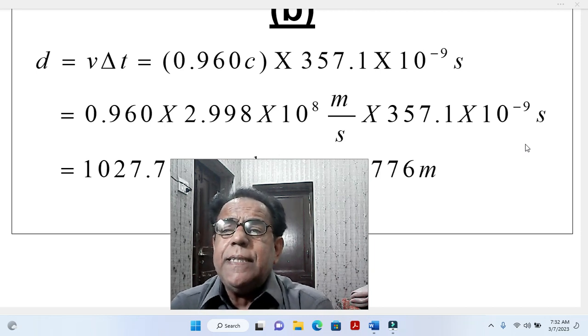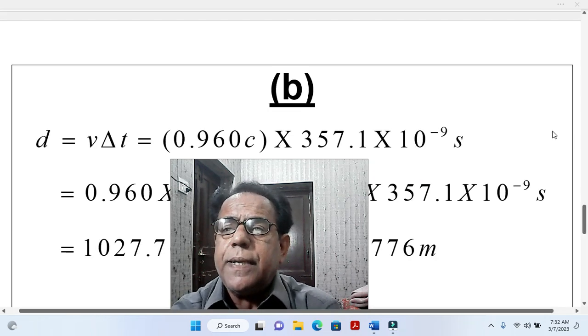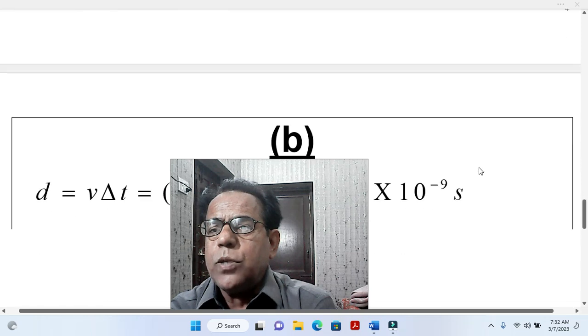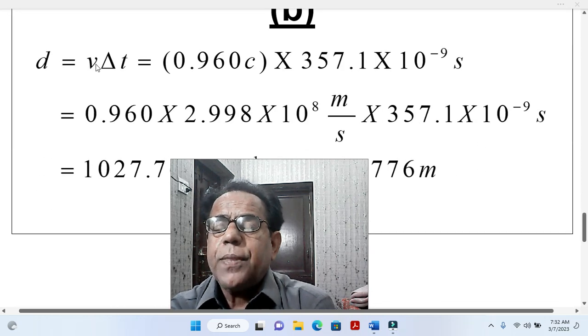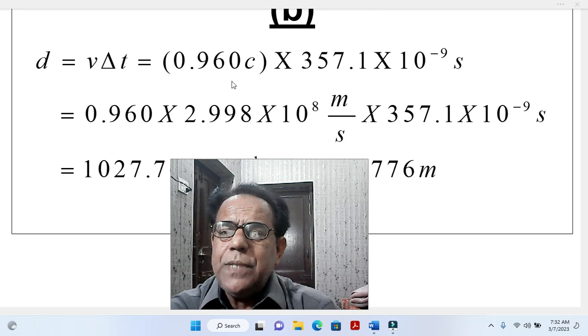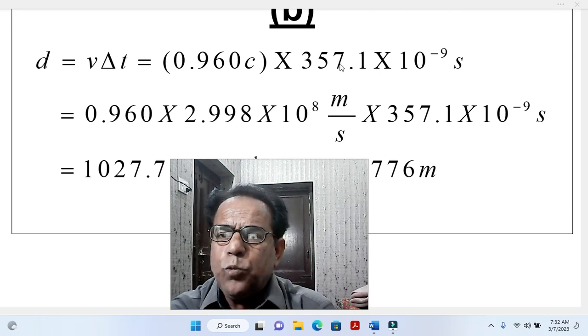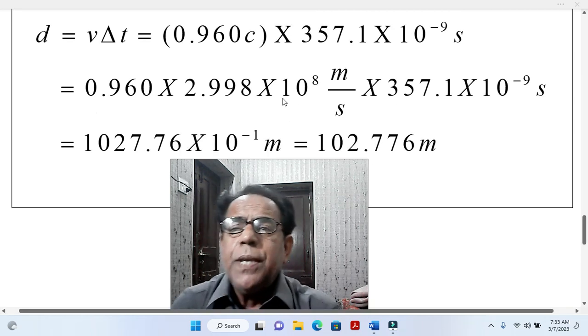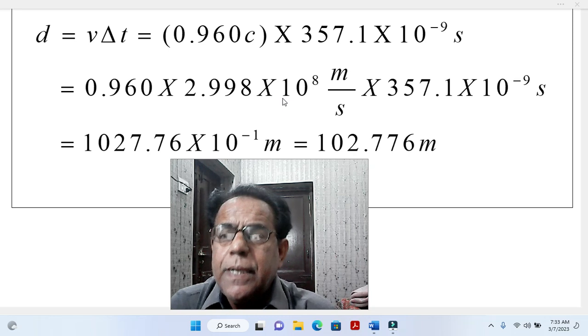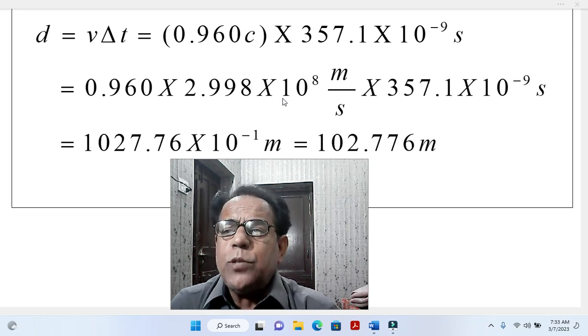Anyhow, the value of V is given in the problem, which is equal to 0.960 C, while we have calculated delta T in part A, 357.1 nanosecond. This is delta T. So here D is equal to V, which is given in the statement, and delta T we have calculated in part A, so we have put both these values. In the next step we have used the value of C, which is 2.998 into 10 raised to the power 8 meter per second, into, in place of delta T, the value which we have calculated in part A of this problem.